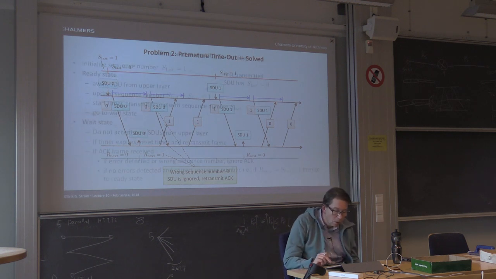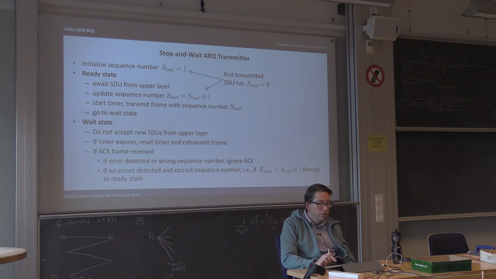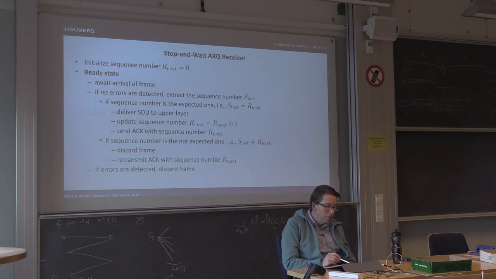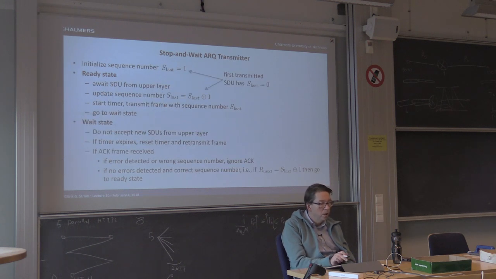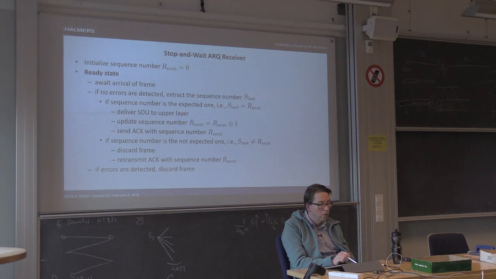Okay. Right, so let's look at the receiver logic. The receiver logic is that we need to initiate it, and it needs to be consistent with the first frame which is transmitted. So it should be R next equal to 0. If S last is equal to 1, then R next needs to be 0. Okay. So then it goes into the ready state and awaits the arrival of a new frame.